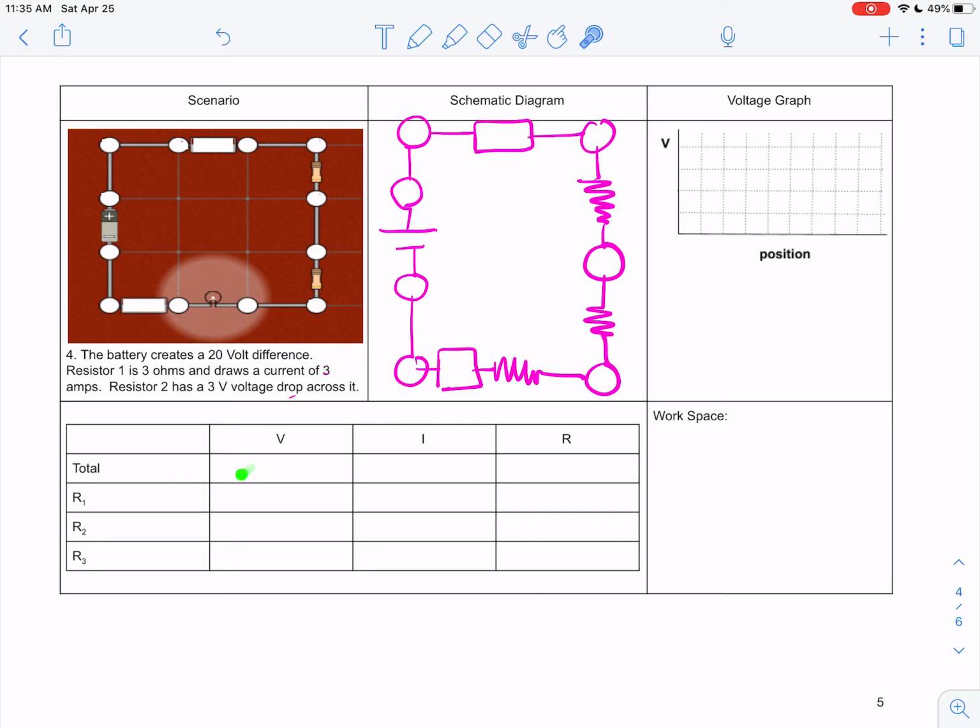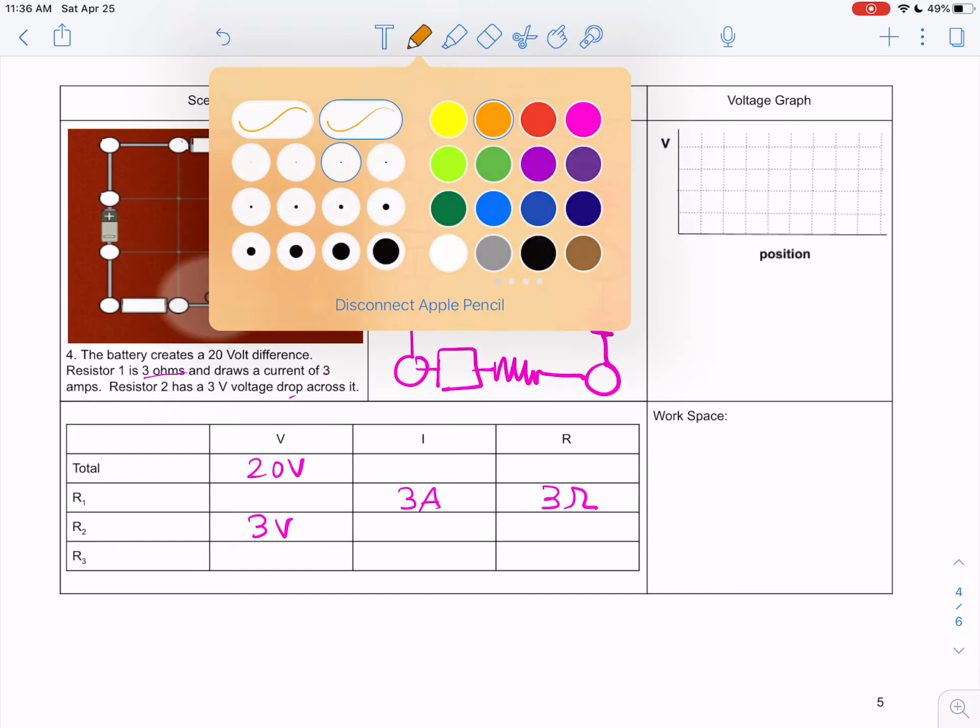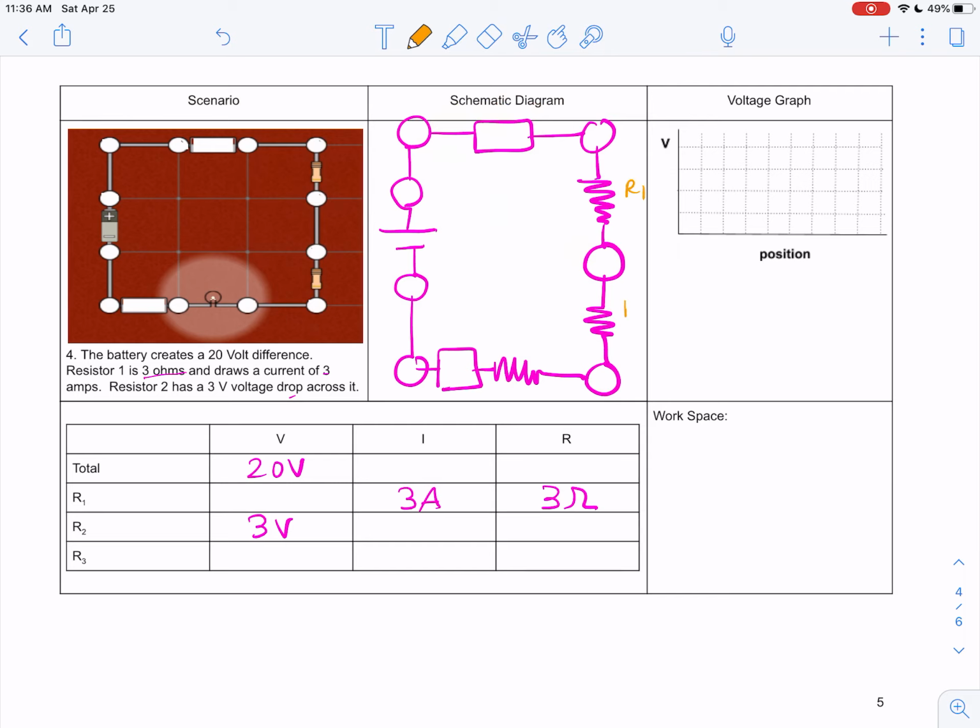The battery creates a 20 volt difference. So that's my total. Resistor 1 is 3 ohms and draws a current of 3 amps. Resistor 2 has a 3 volt drop across it. And that's all I got. Okay. All right. So let's go ahead and label these. This is R1, R2, and R3.